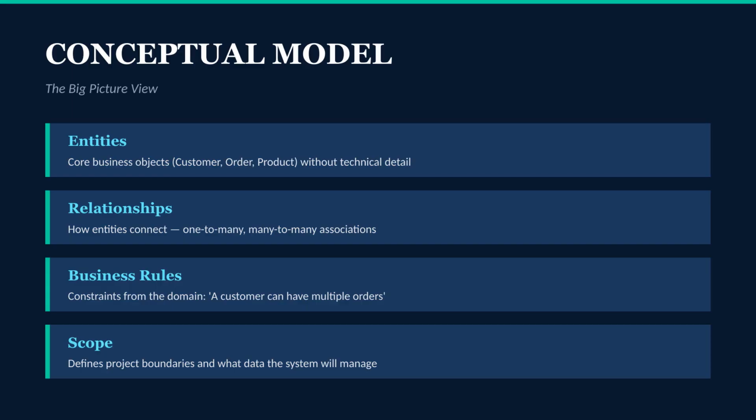The conceptual model is the big picture. Entities are your core business objects. Customer, order, product. No technical detail at this stage. Relationships define how entities connect. One to many, many to many. Business rules capture constraints from the domain. A customer can have multiple orders. And scope defines the boundaries of what the system will manage.